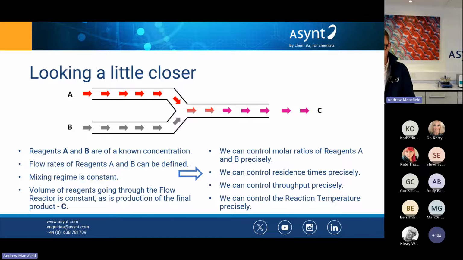We know the concentrations, and we know the pumping speeds of our inputs, so we can control the molar ratios precisely. Mixing is always constant, so we're controlling the mixing regime. And then we can control how much material we're passing through the reactor, so we can control the throughput. If we know the volume of the reactor, and we'll cover that next, we can control how much time our reagent spends in that heated, cooled, irradiated, whatever environment. So we can control that reaction time precisely as well. We'll cover controlling reaction temperature, but we can control it a lot more precisely because we're using a capillary, and we'll talk about that in a little detail in a second.